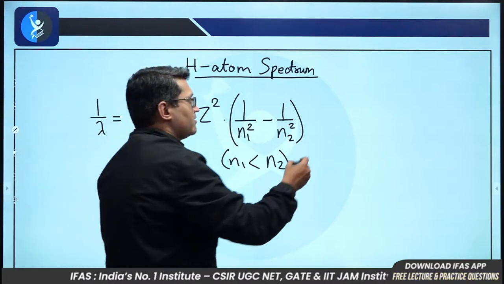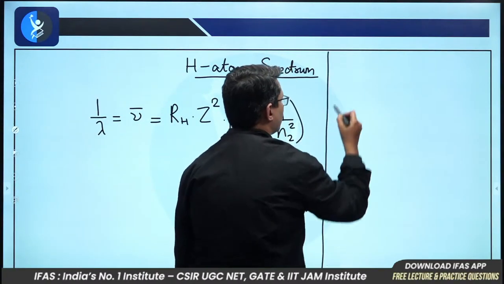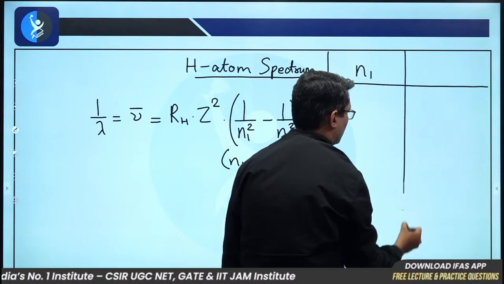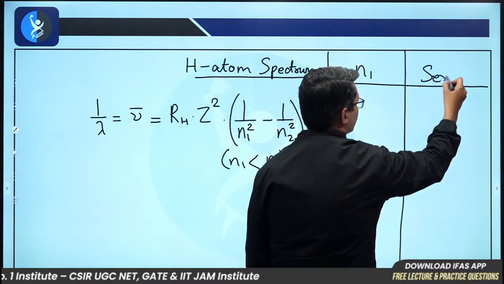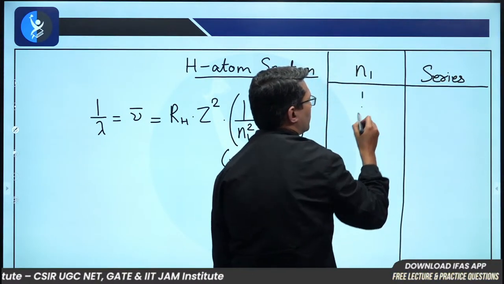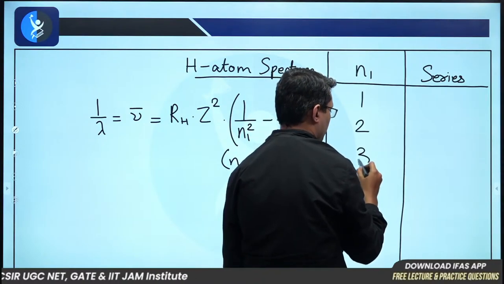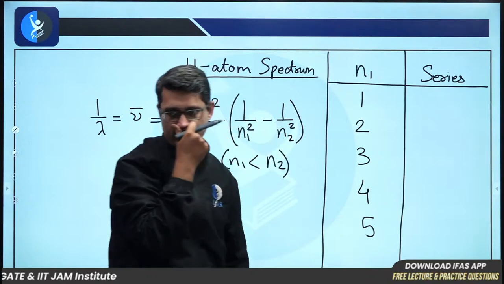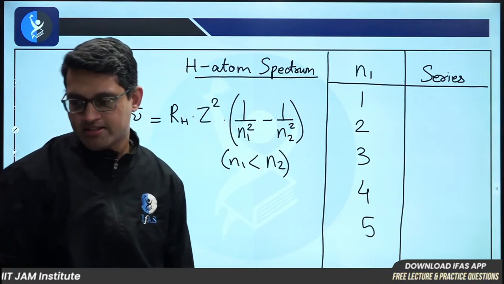And here, if you look at the various values of N1 that are possible, you get various lines or a series of lines. So if N1 is equal to 1, 2, 3, 4 and 5, can someone tell me what these series are called?